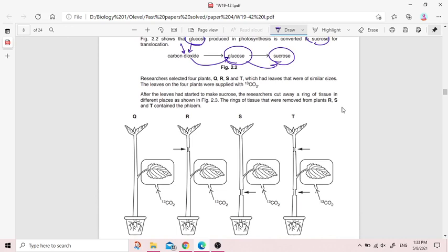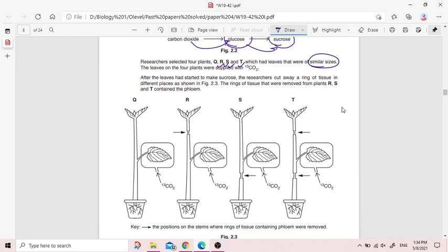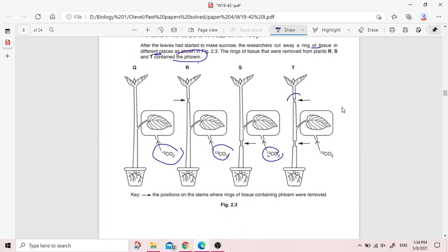Researchers selected 4 plants Q, R, S and T which had leaves of similar sizes. And then they gave the plants this labeled carbon dioxide. Why is it labeled? So that I can see where it went afterwards. After the leaves started to make sucrose, the researchers cut away rings of tissue in different places. The rings of tissue they removed contained phloem. So as we can see, they removed part of the stem which contained the phloem.